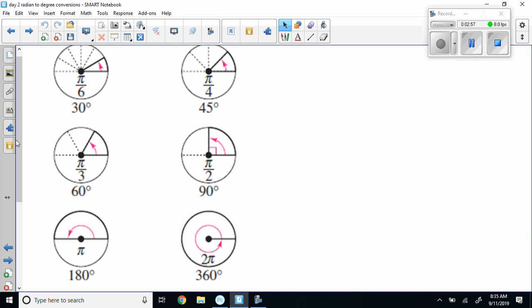How do you remember on pi over 6 and pi over 3 whether they're 60 or 30? The denominator is always opposite. If it's pi over 6, it's 30. If it's pi over 3, it's 60.